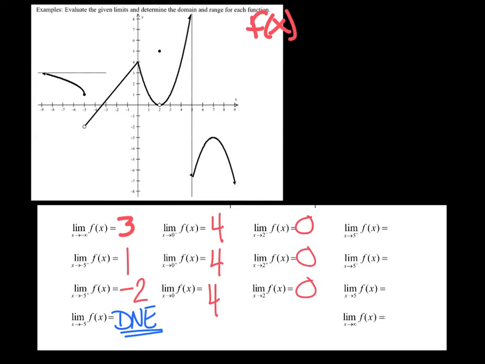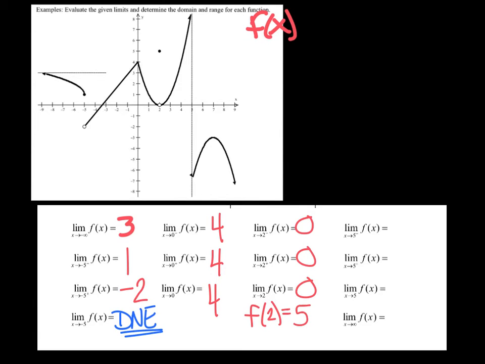Now, let me ask you this question. Let's go ahead and add this on. What if I asked you what is f of 2? What is f of 2? Well, at 2, the answer is not 0 because it's open there. The answer is actually 5.